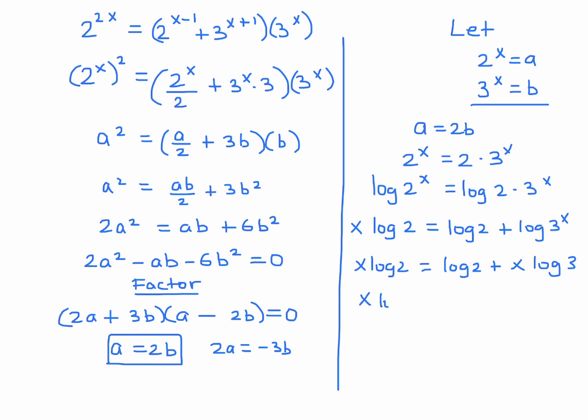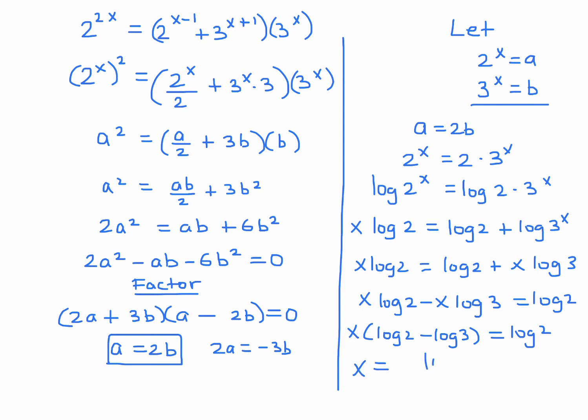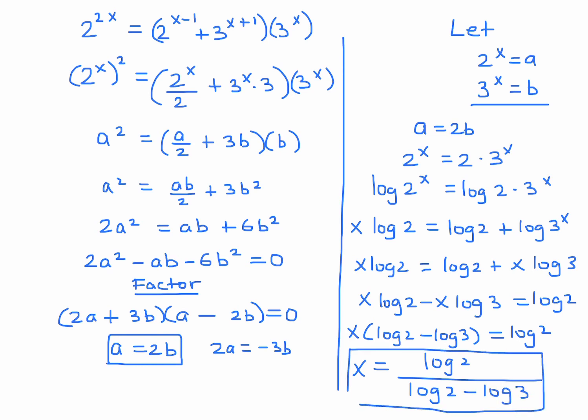So x log 2 minus x log 3 is equal to log of 2. And then factor out the x. And you get x times the log of 2 minus the log of 3 is equal to the log of 2. Therefore x is going to be the log of 2 all over the log of 2 minus the log of 3. And that's it. So that's a very nice question about logarithms.